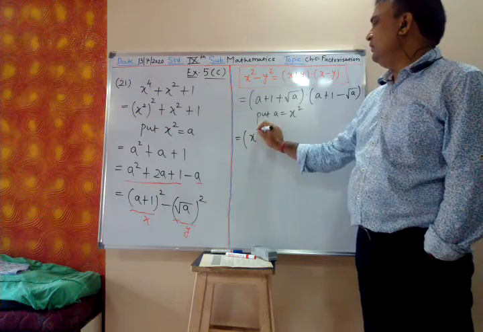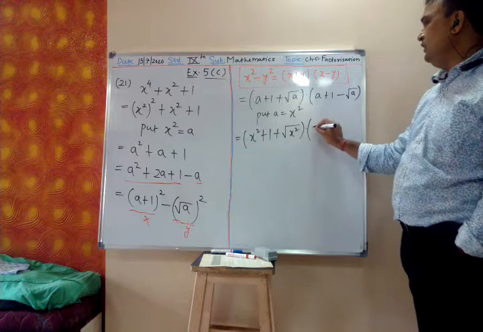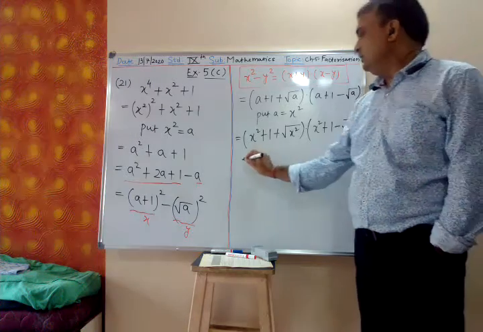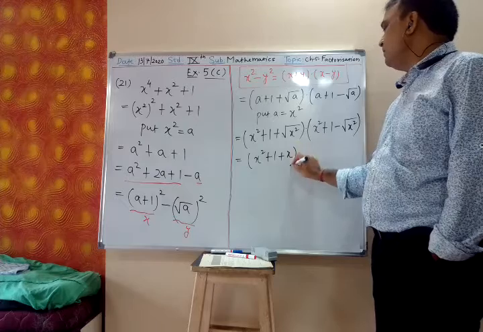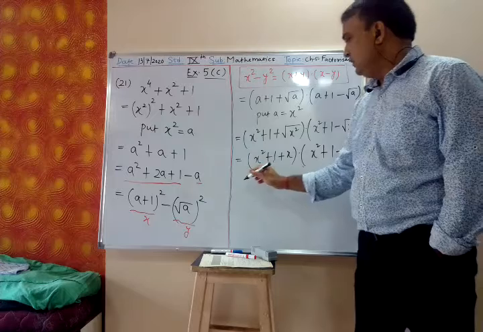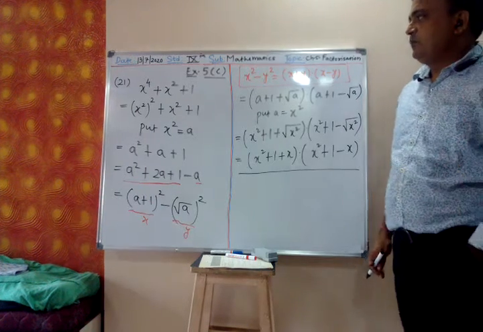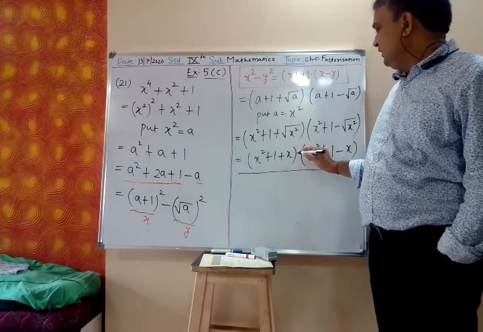So this becomes x square plus 1 plus root of x square into x square plus 1 minus root of x square. A is x square. So this becomes x square plus 1 plus root of x square, which is x, into x square plus 1 minus x. And this is my answer. No, don't simplify further. This is the answer.